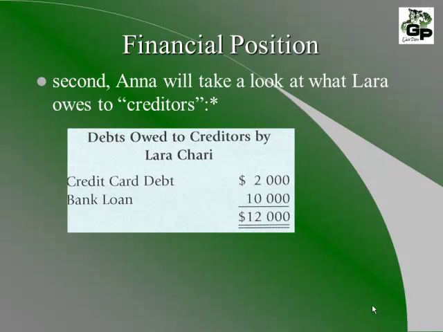Now, Anna will take a look at what Laura owes to creditors. Creditors are people that we owe money to. Could be people, could be businesses. Laura has $2,000 in credit card debt. She also has a bank loan of $10,000. The total of all the debts that are owed to creditors by Laura is $12,000.